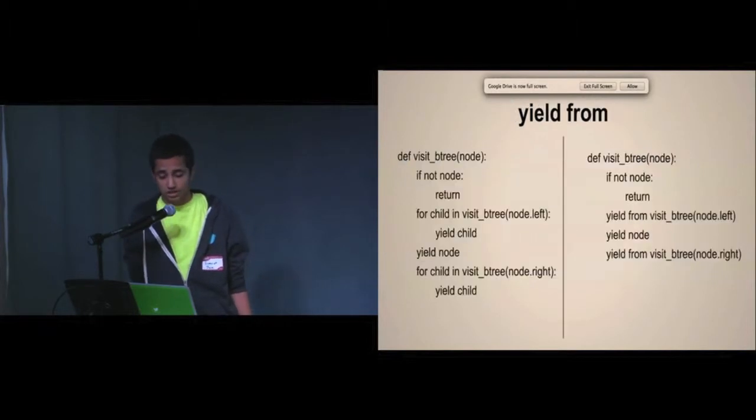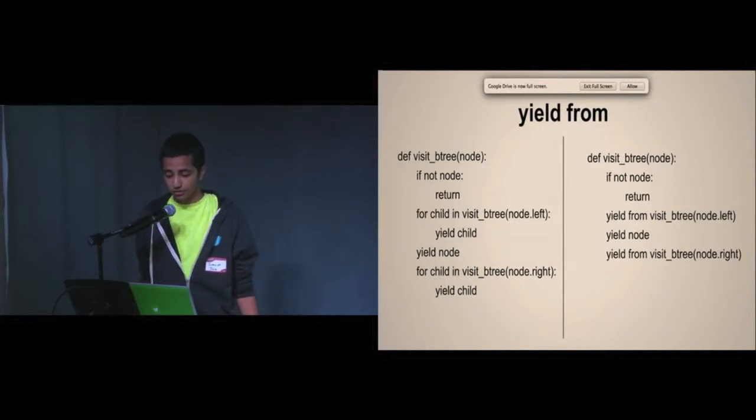So here's a simple example of yield from. On the left, this is without it. Suppose you want to iterate through the nodes of a binary search tree. Without it, you would explicitly yield every child from a generator. But on the right-hand side, with yield from, you simply say yield from visit B tree. What yield from does is every time you call the initial generator, it would go into yield from, yield it until the generator becomes exhausted, and then move forward.